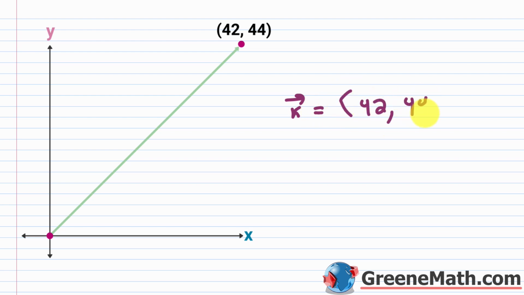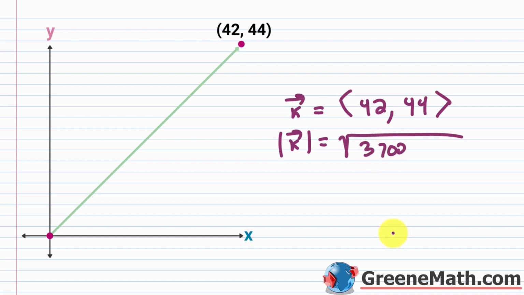The vertical component is 44. Okay, so the magnitude of my vector k, again, is just the principal square root of 42 squared plus 44 squared. Let's just do that in a calculator. So punching that in, you're going to get 1,764 for 42 squared. You're going to get 1,936 for 44 squared. If you add those together, you're going to get 3,700.